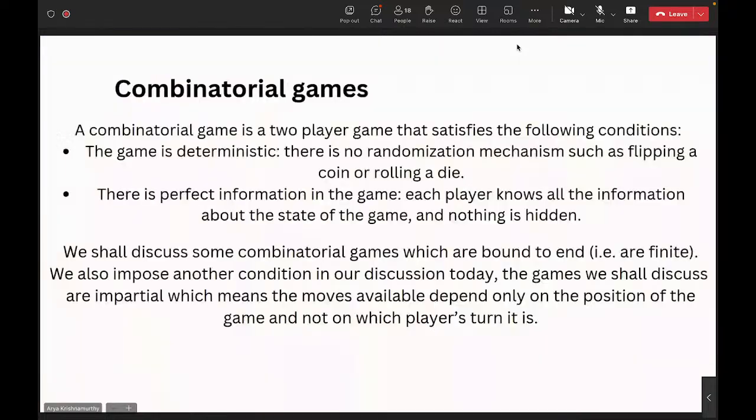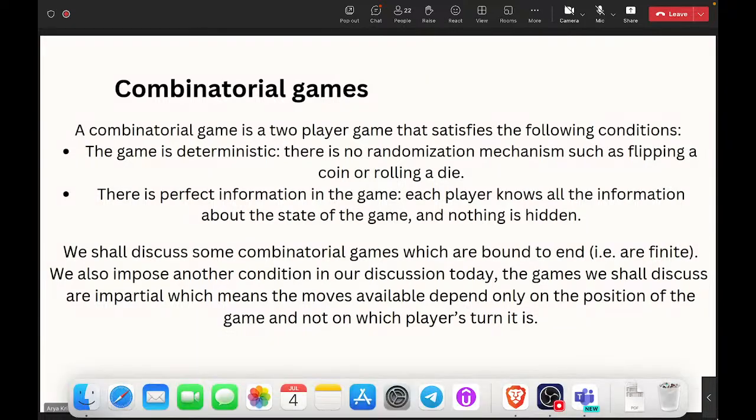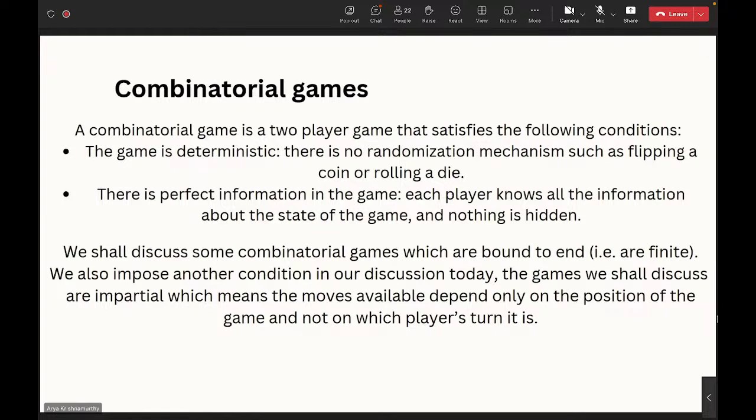So basically, a combinatorial game is a two-player game that satisfies the following conditions. The game is deterministic, like there's no randomization mechanism, such as flipping a coin or rolling a die. And there is perfect information in the game, so each player knows all the information about the state of the game and nothing is hidden. We shall discuss in particular combinatorial games which are bound to end. And we also impose another condition in our discussion today. These games that we shall discuss will be impartial, which means that the moves available depend only on the position of the game and not on which player's turn it is.